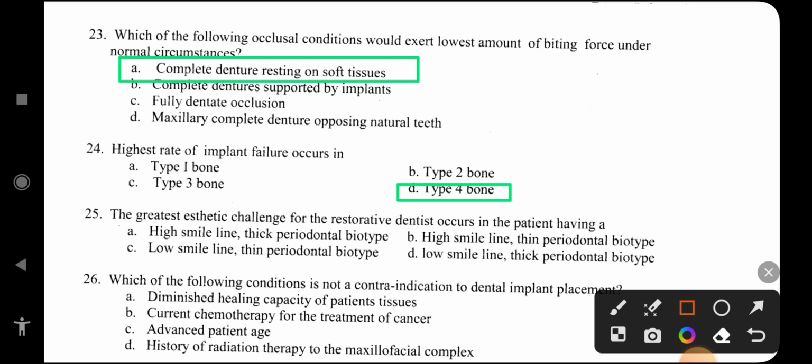The greatest aesthetic challenge for the restorative dentist occur in the patient having a. Options are high smile line, thick periodontal biotype, high smile line, thin periodontal biotype, low smile line, thin periodontal biotype, or low smile line, thick periodontal biotype. And the correct answer is high smile line, thin periodontal biotype.